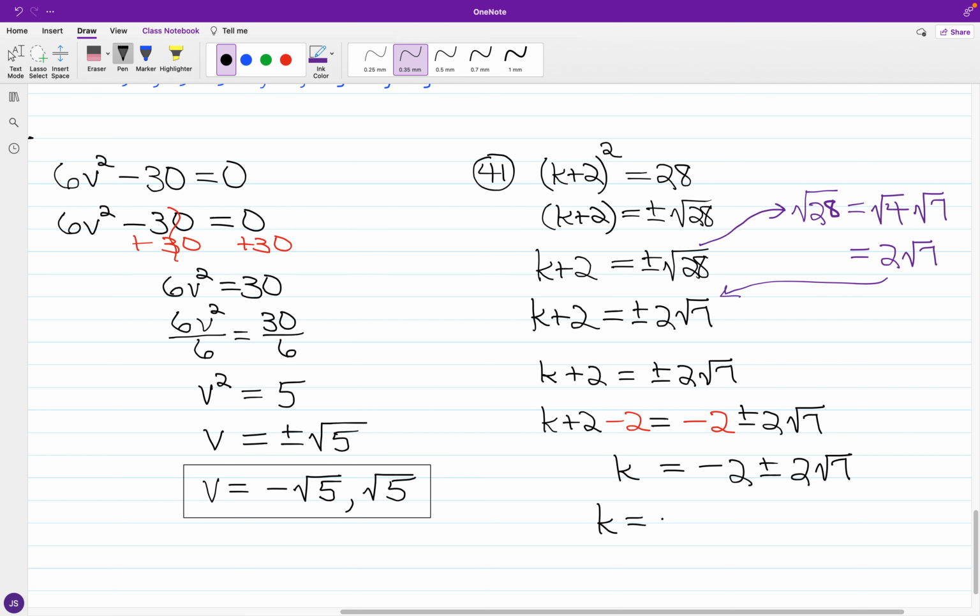But again, if I itemize, at the upper end, we're going to have k equal to negative 2 plus 2 times the square root of 7. And at the lower end, we have k equal to negative 2 minus 2 times the square root of 7.